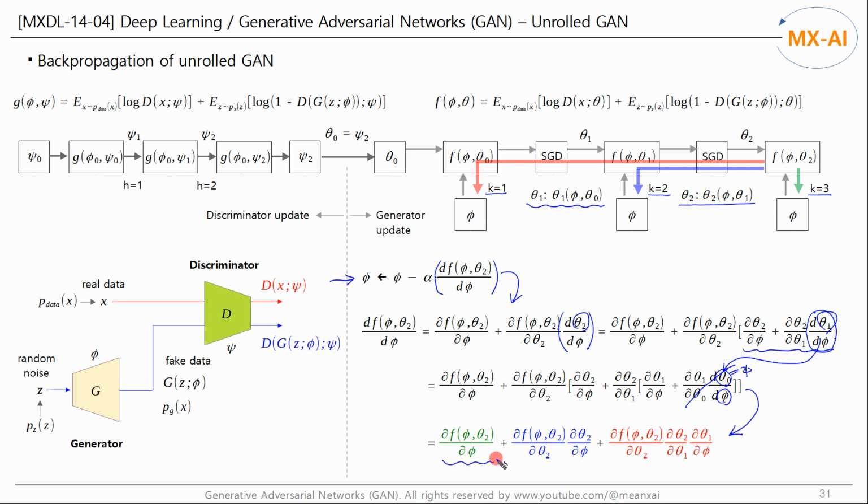The first term is the gradient of the final unrolling step. And the second term is the gradient of f, which is backpropagated along the blue line. Finally, the third term is the gradient of f, which is backpropagated along the red line. Since we have 3 unrolling steps, the generator accumulates 3 gradients in total, 1 for each step.